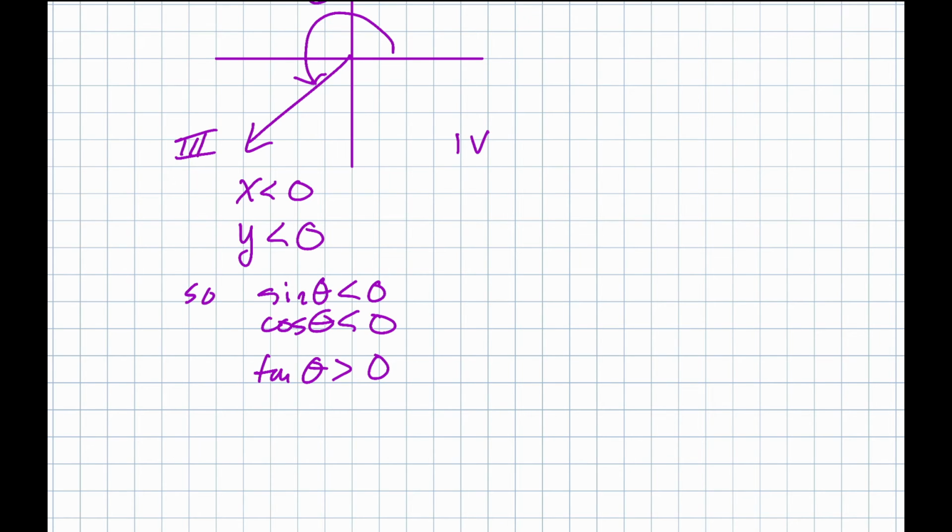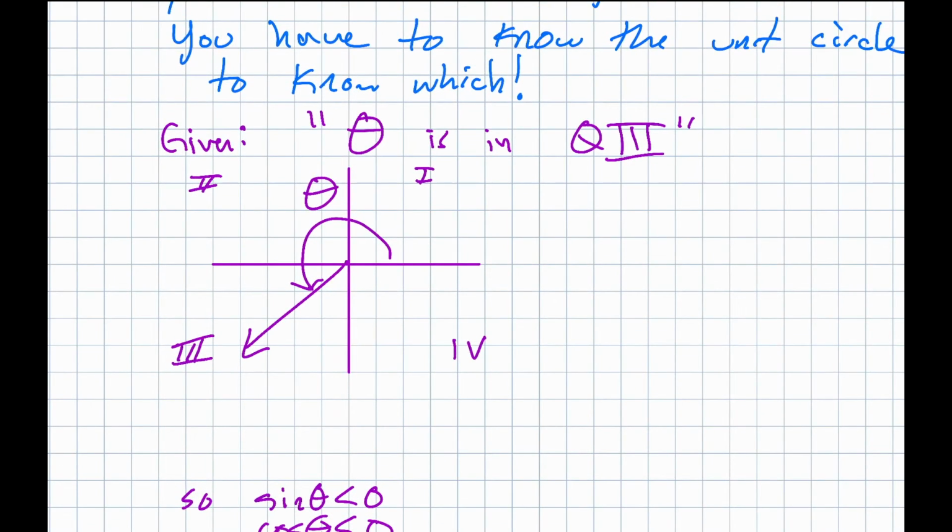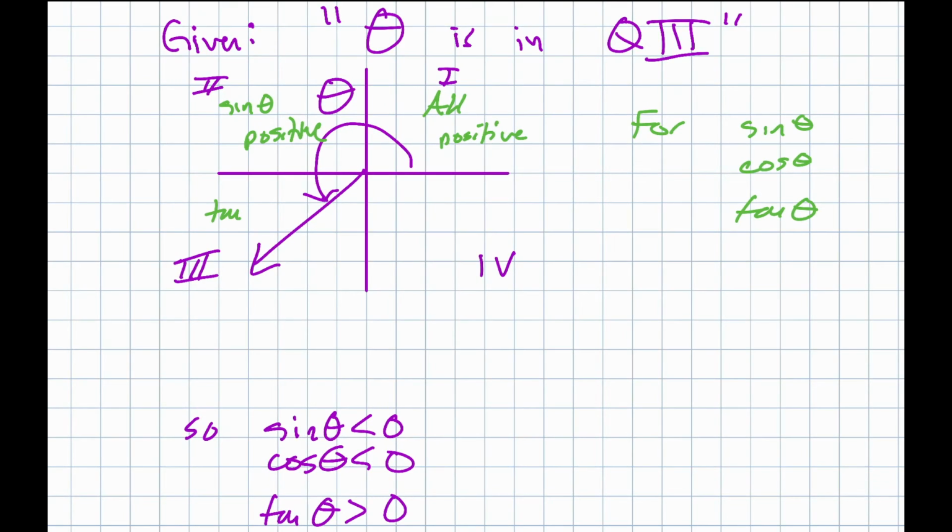You can remember these in various ways. For sine theta, cosine theta, tangent theta, in the first quadrant, they are all positive, right? A for all positive. In the second quadrant, only the sine is positive. In the third quadrant, only the tangent is positive out of these three. And in the fourth quadrant, only the cosine is positive.